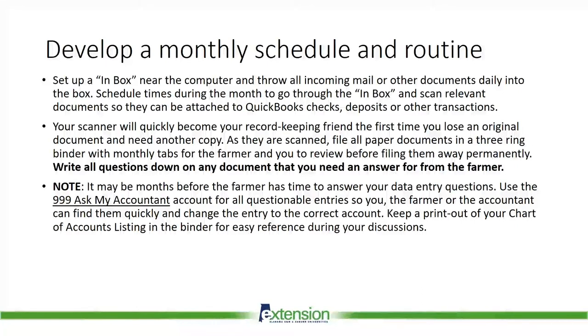Therefore, we recommend that you use the 999 Ask My Accountant account, which is an other income, other expense account down at the bottom of the P&L, for all questionable entries so that you, the farmer, or the accountant can find them quickly and change the entry to the correct account. Keep a printout of your chart of accounts listing in the binder for easy reference during your discussions.